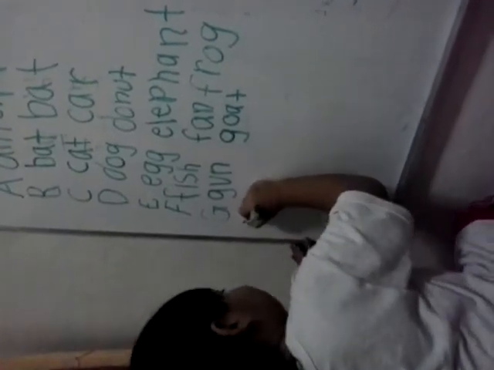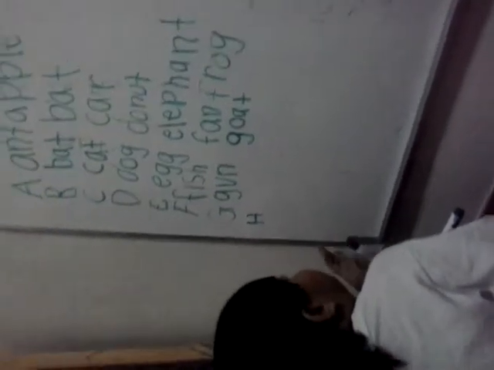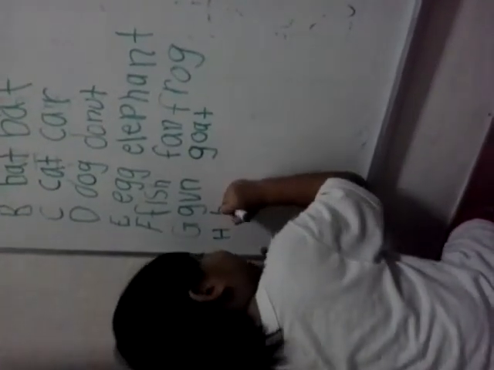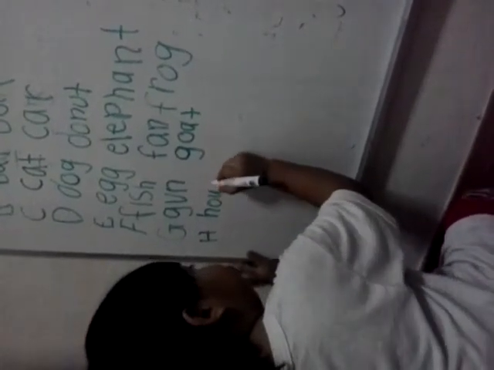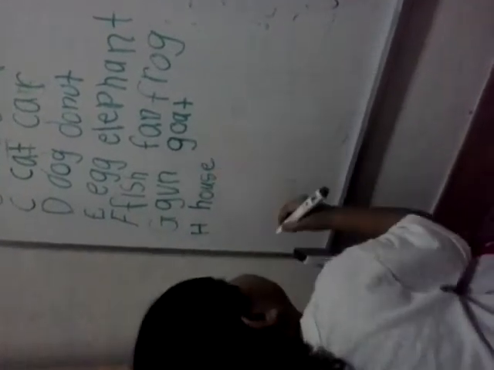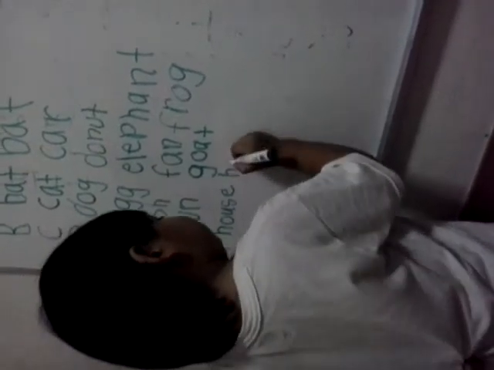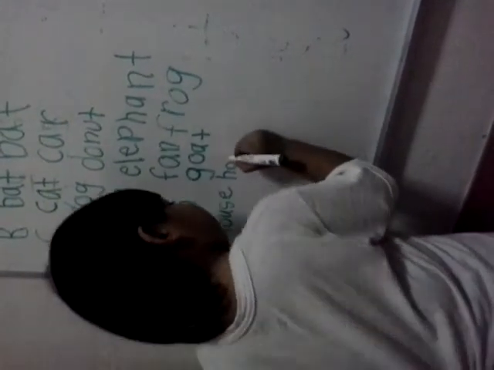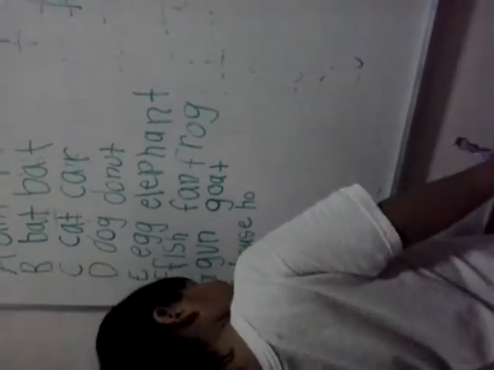H. Oh, H. You can use H to make house. Can you spell house? H-O-S-E. No, H-O-U-S-E. Oh, very good. And horse. H-O-S-E. H-O-U-S-E. No, H-O. What's this?